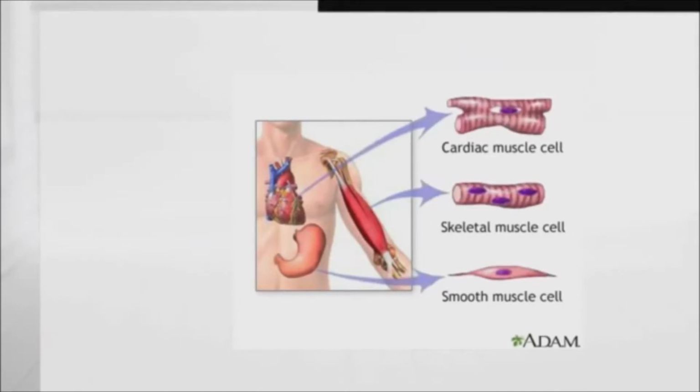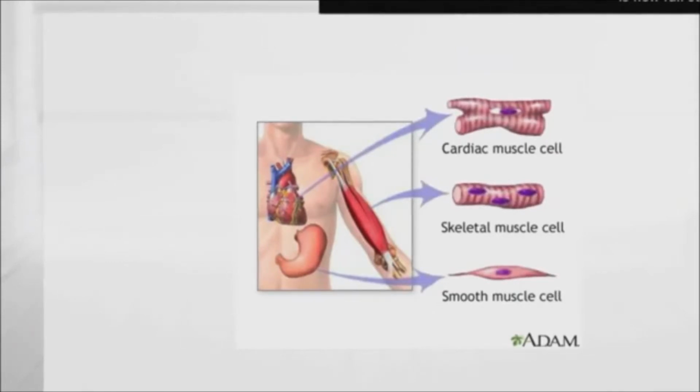This picture shows some of the locations where the skeletal and smooth muscle cells are. The skeletal muscle attaches to the bones for the movement of our body. The smooth muscle cells are mostly surrounding hollow organs like the stomach, bronchi, and esophagus.